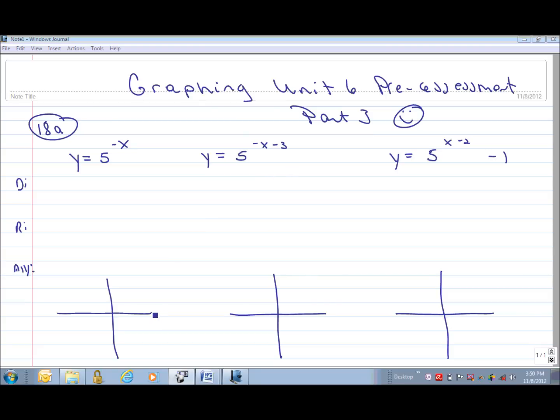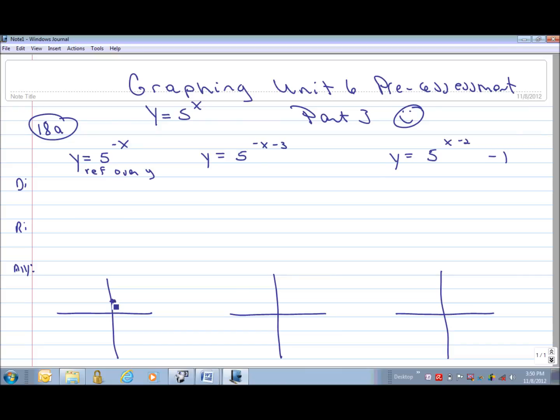Remember in all of our base graphs, our parent function for exponentials always has that ordered pair at 0, 1. If it's to the 5th power, the parent function for any of these would just be y equals 5 to the x power. The only difference in this first one is the negative, which means we have a reflection over y. Our base graph would look something like this.